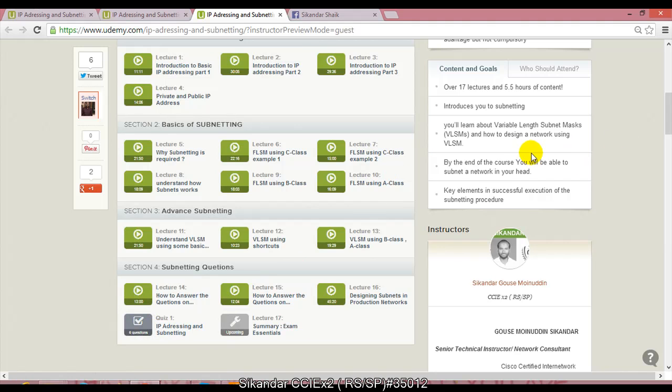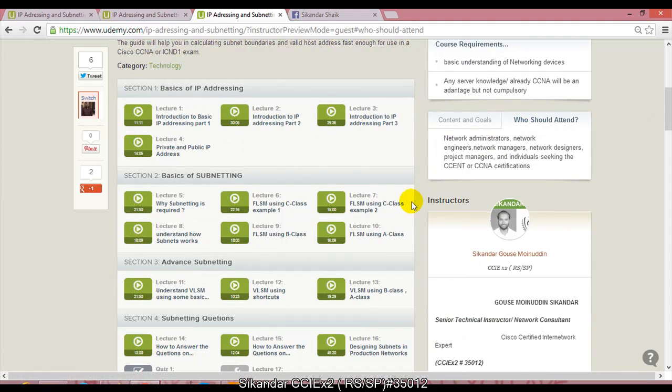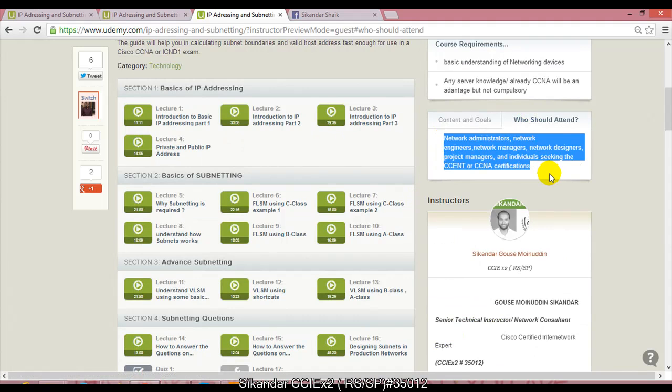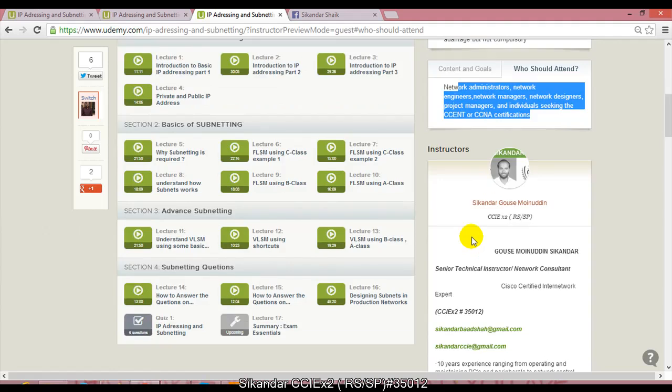So now, who can attend this course? The people who are looking for CCNA, especially network administrators, and not only CCNA, those who really find difficulty in understanding and calculating subnetting, they can really use these things.